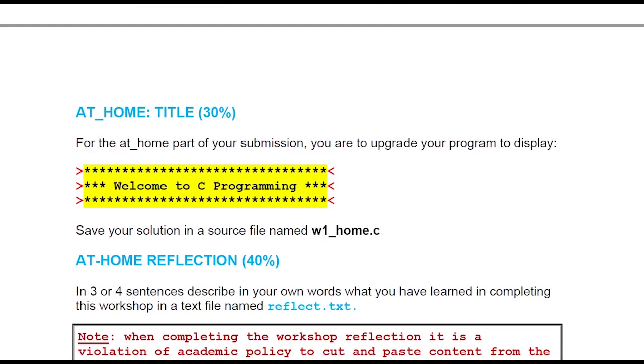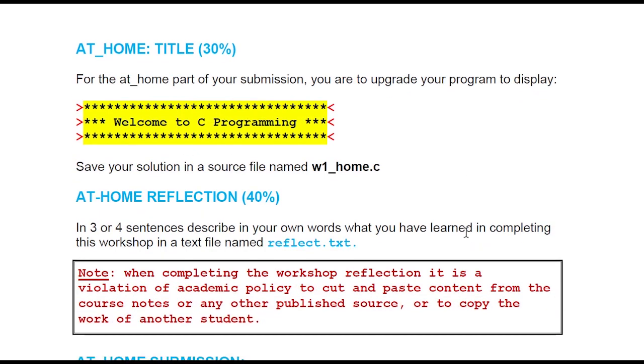Now, for the at-home part, you're going to add stars all around it so it looks like that. So you're going to print an extra 2 lines of stars. You're going to put that in a new program, w1home.c. Now, a lot of people try and add a second program to the same solution, and it says that you've got duplicates. What it's talking about is that you've got 2 mains. You can only have 1 main program per solution. So you can start a new solution and do it that way, which is probably the easiest way to create the second program.